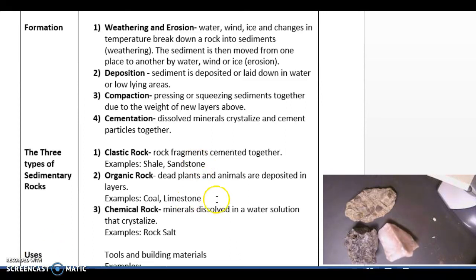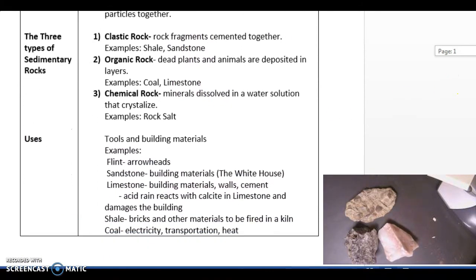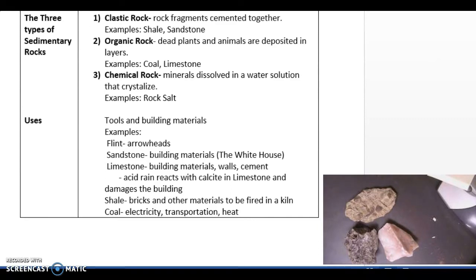Sedimentary rocks can be used as building materials and as tools. Flint can be used to make arrowheads. Sandstone could be building materials. Parts of the White House are made out of sandstone. Limestone, building materials, walls, cement.